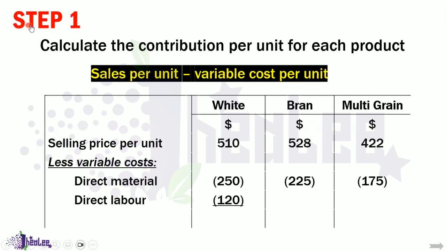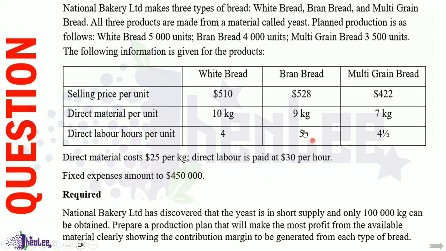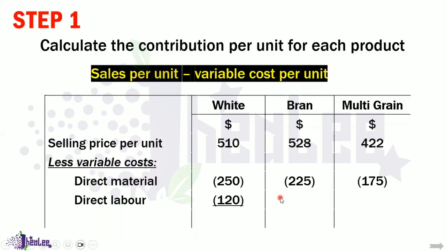Let's pick up that relating to bran. And for bran, it is 5 hours. And remember, it is at a rate of $30 per hour. So that is going to give us a value of $150 for the bran. And let's move into the multigrain.